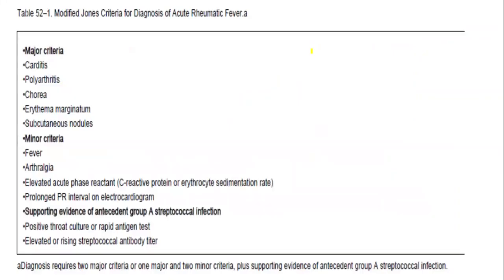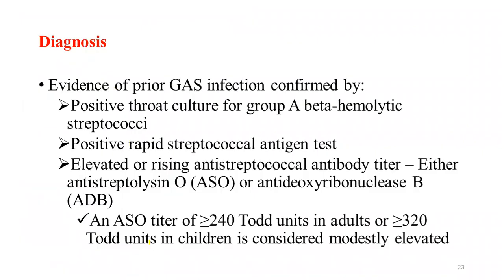Then this diagram is just a summary of the modified Jones criteria for diagnosis of acute rheumatic fever. You can see the major criteria and the minor criteria. I have already mentioned the diagnostic modalities. So how do we check whether the patient has evidence of group A streptococcal infection? You can do a throat culture or an antigen test, or alternatively, you can do an antibody titer test, looking for the presence of antibodies against that microbial infection. Those are the lab parameters.